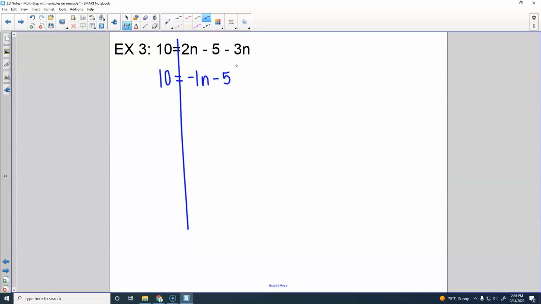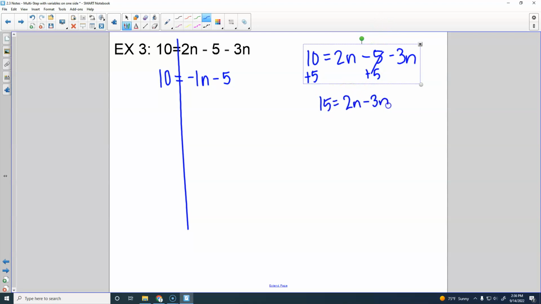Here's what a lot of students want to do: 10 equals 2n minus 5 minus 3n. They add that 5 right there because students just like to use the numbers. They try to avoid the letters as much as possible. Technically, you can do it this way, but I find students that do that first are not good equation solvers most of the time because sometimes it gets you into what you cannot do.